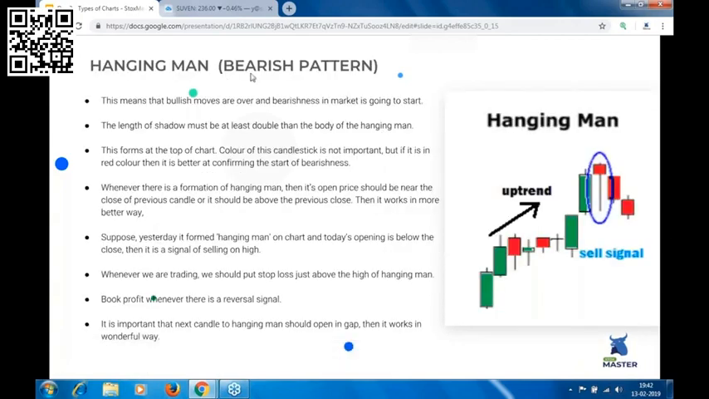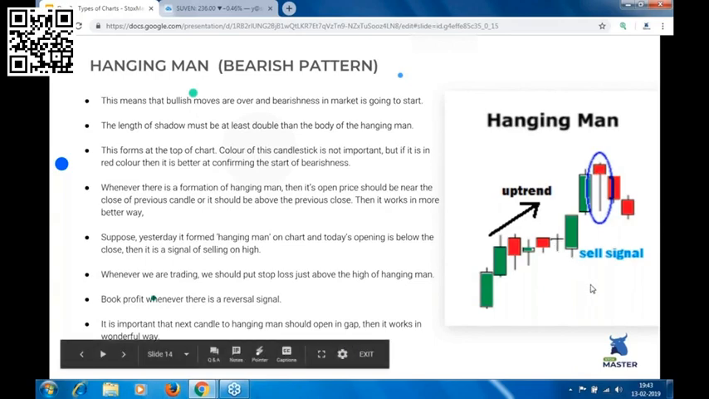Hanging man. Now this is again a bearish reversal pattern. Now if you see the picture, this looks exactly like a hammer. In fact, this is a hammer, but the only difference between hammer and hanging man is that hammer is formed at the bottom of a chart after a downtrend, whereas hanging man is formed after an uptrend at the top of a chart.